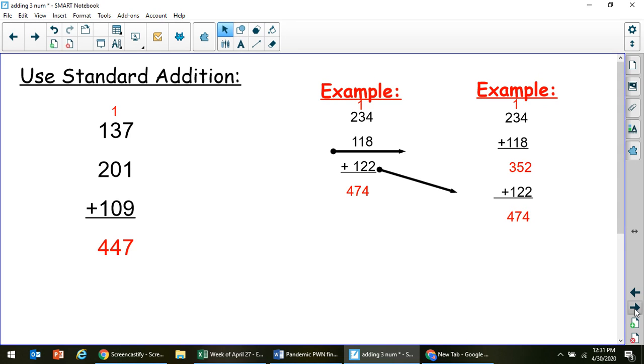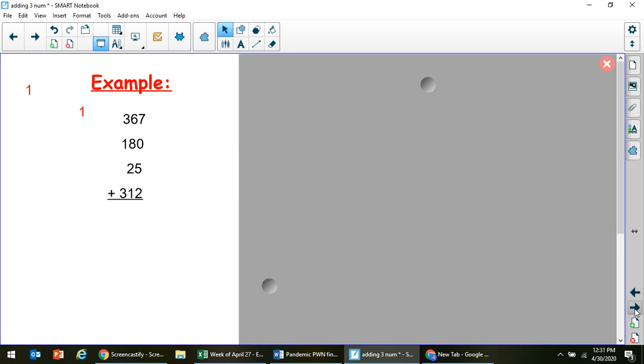So now I'm going to focus on how I can use standard algorithm or addition to solve my very last one. And it's just like your number 6 when you add 4 numbers. Yes, you can line them all up just like this, or I'll show you another way in a minute. So go ahead and work on adding your ones column first. 7 plus 5 plus 2.